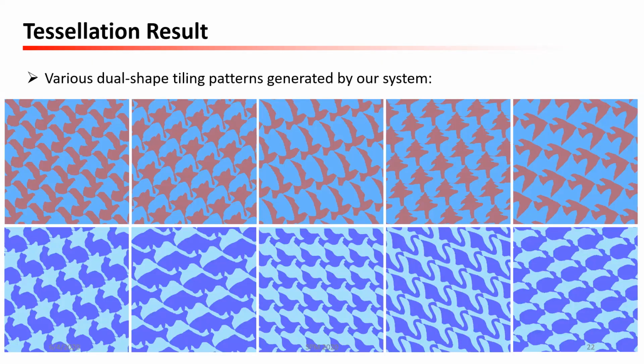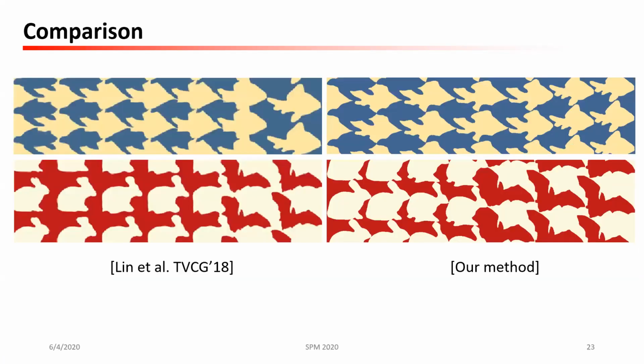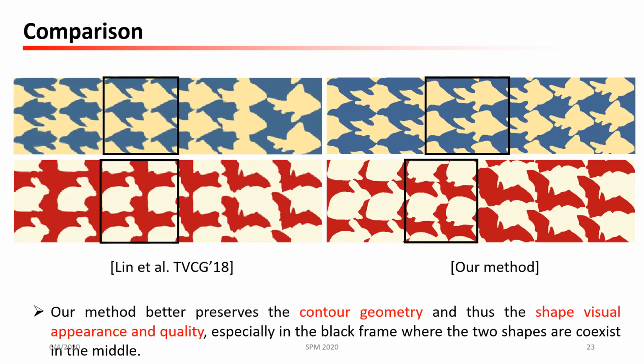Here are various dual-shaped tiling patterns generated by our system. We show a gradual deformation to achieve the sky and water pattern of Lin's work. The comparison shows that our method better preserves the control geometry and thus the shape's visual appearance and quality, especially in the black frame where the two shapes coexist.